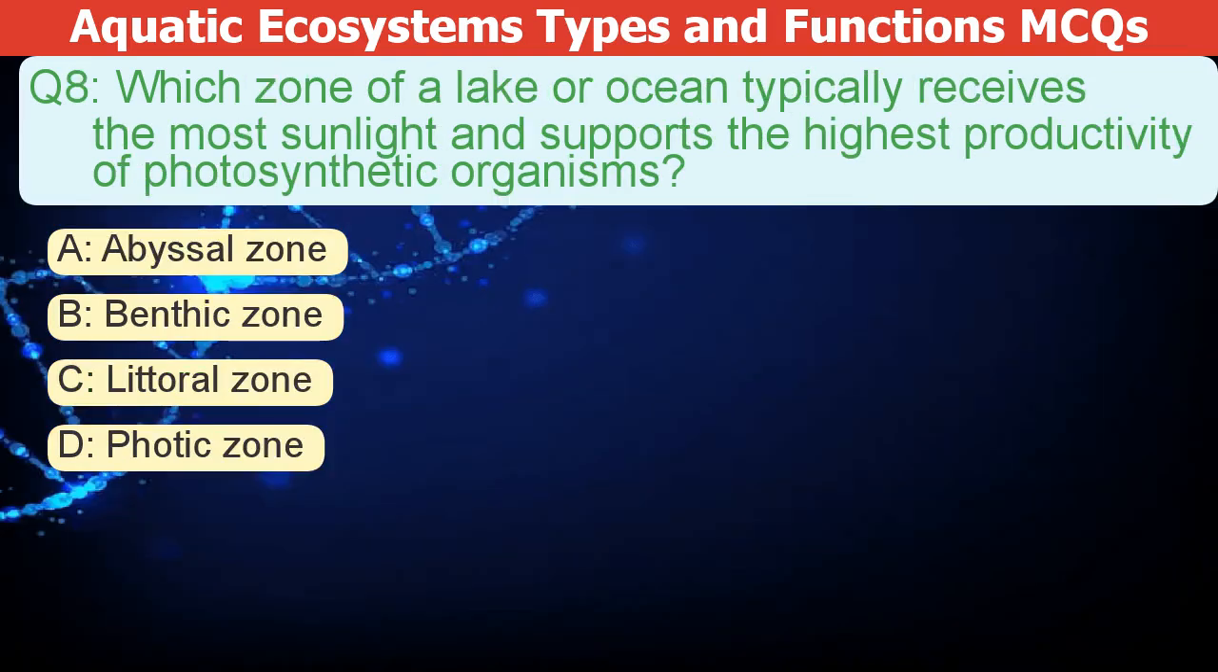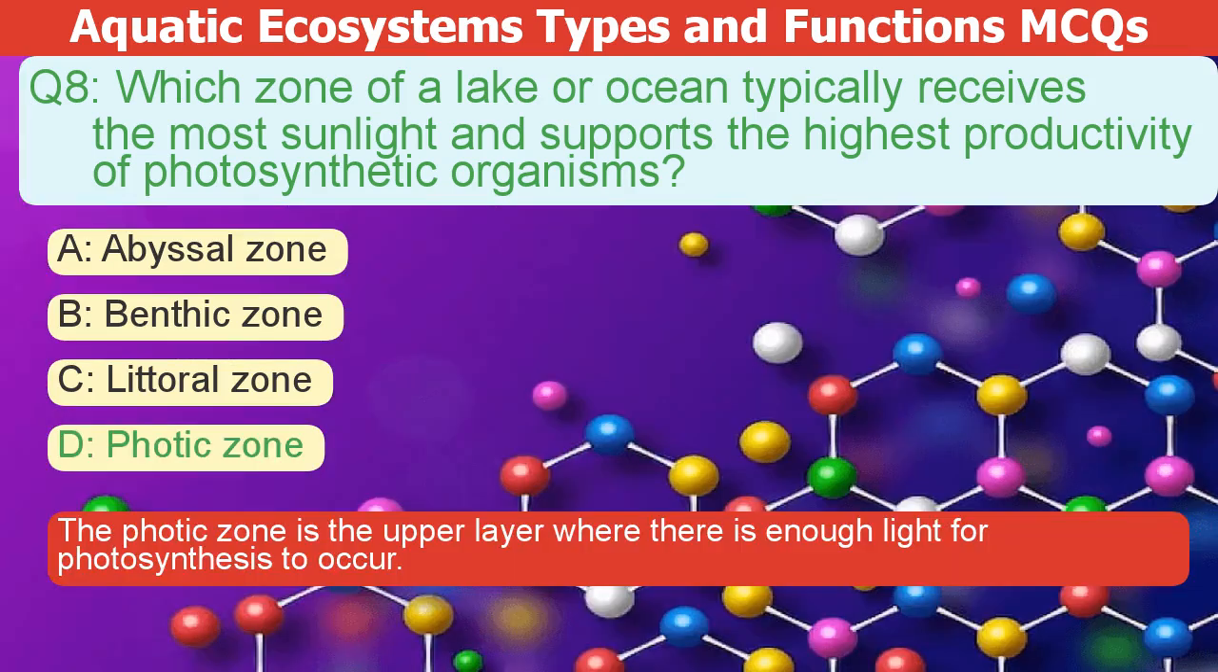What is an artificial pond created by damming a river called? A. Reservoir. B. Lagoon. C. Billabong. D. Tarn. The correct answer is A. A pond created by damming a river is known as a reservoir.